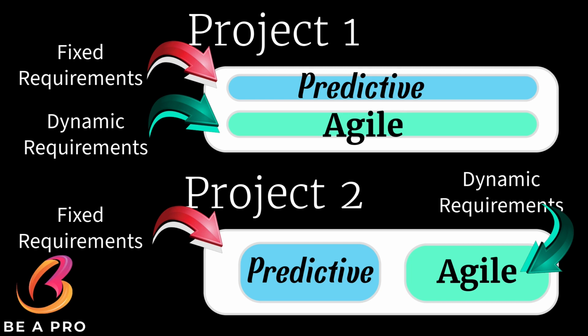Sometimes a combination of life cycles can be used based on the types of requirements available. For the requirements which are solid, we can use predictive. For the dynamic requirements, we can use agile. This concludes software life cycle.